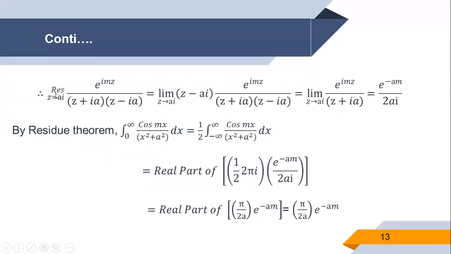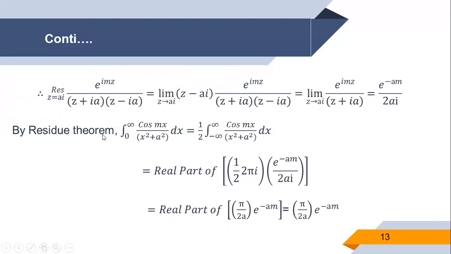By the formula for the residue of a simple pole, for e^(imz) upon (z + ia)(z − ia), it is equal to the limit as z tends to ia of (z − ia) times the function. So z − ia cancels, the remaining term is e^(imz) upon z + ia. Now z is replaced with ia, so e^(im·ia), where i times i is i² = −1, so e^(−am) upon 2ai. So this is the residue.